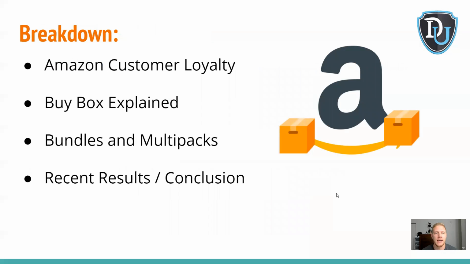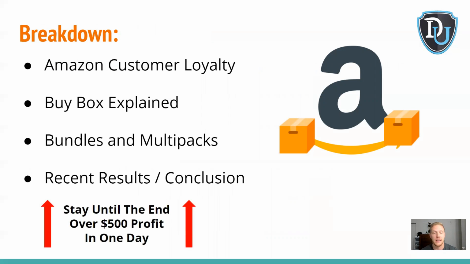So the breakdown here is I came up with three main points as to why you're going to get higher margins on Amazon than you are on eBay. Number one is Amazon customer loyalty. Number two is the BuyBox, and I go into a deep explanation of what the BuyBox is. Number three is bundles and multi-packs, just like on eBay, but a little bit different. And then I have my results and conclusions. Be sure to stay until the end of this video, because in the results and conclusions section, I show how I made over $500 profit in one day earlier this month with Amazon dropshipping.